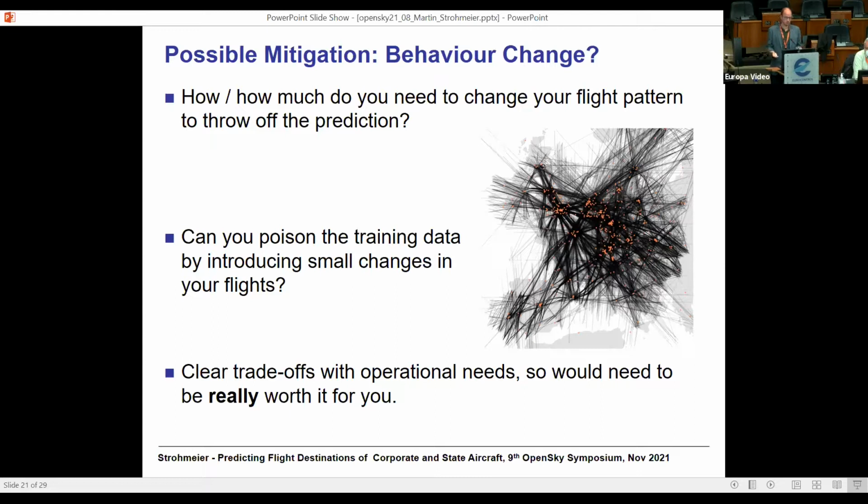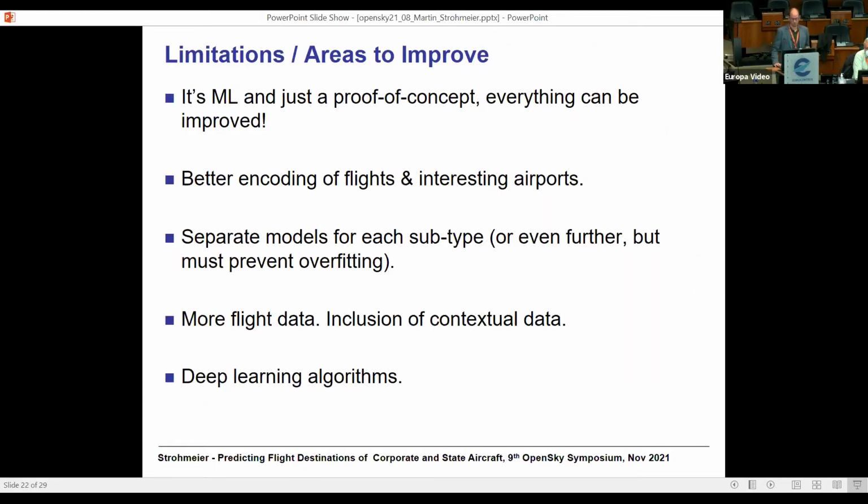Clearly, there are some trade-offs with operational needs. So it's more of an academic question, and it would have to be really worth it for you to go out of your way, literally, to do this. But I think it's still academically an interesting question. Few limitations just to come to the end. It's machine learning, it's proof of concept. So there's a lot of things to do here. You can always improve, as a lot of people are doing here.